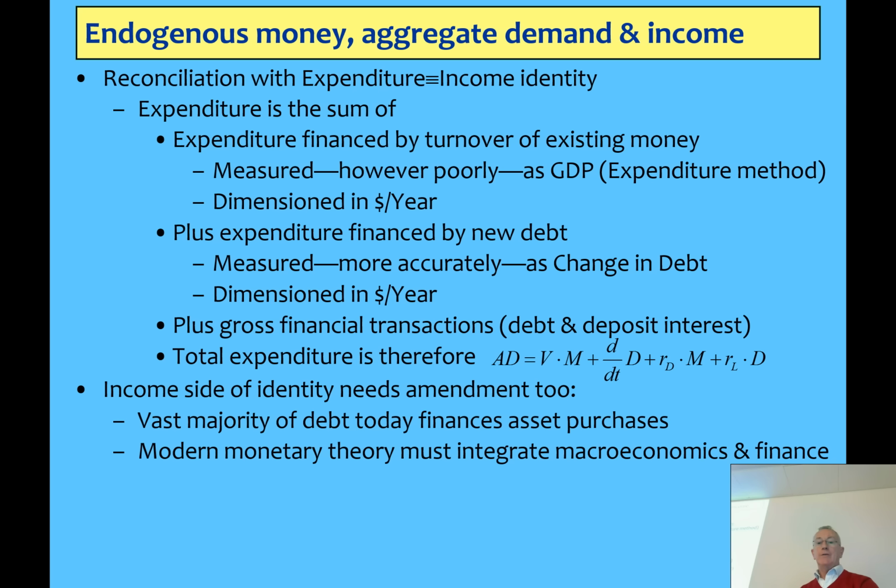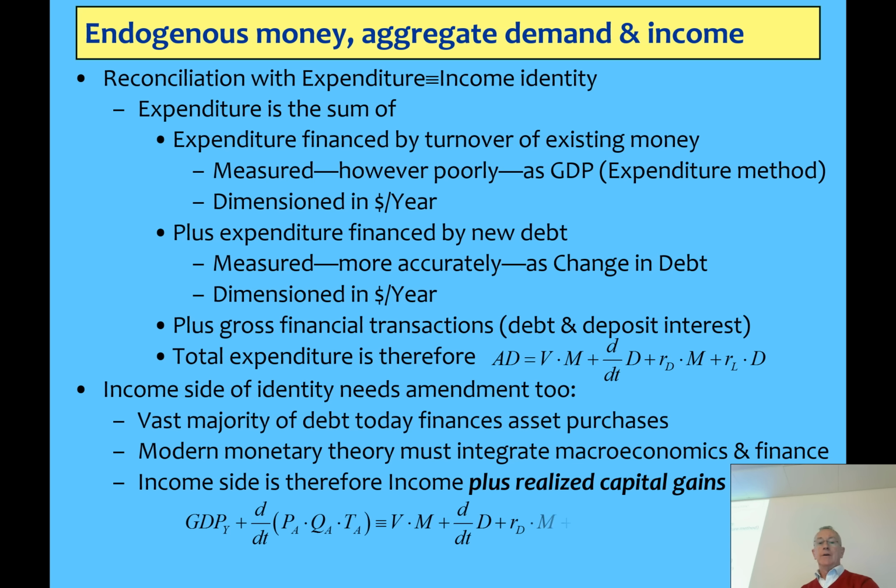So I'd see the actual equation being something like this. You've got GDP plus realised capital gains. And one way to represent realised capital gains is the change in the price level of assets times the quantity of assets times the turnover of assets per year. Those three factors together. And then that's going to be equal to turnover of existing money plus the new debt, most of which is financing this stuff these days, plus gross financial transactions. And that's your generalised statement of the relationship between income, expenditure and creation of new money.